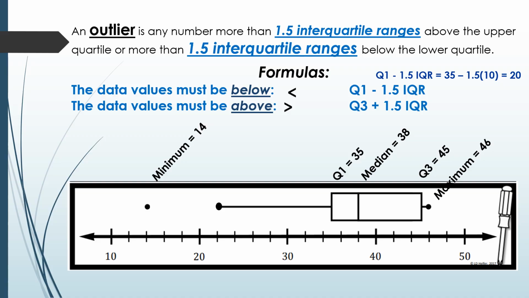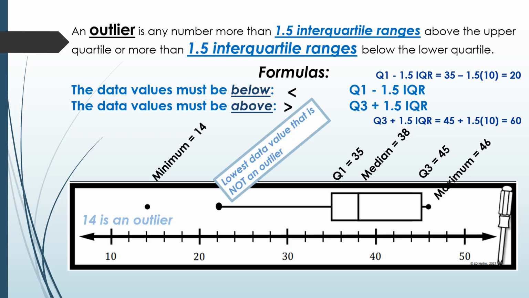Calculating for outliers, Q1 minus 1.5 IQR is 20. So any data value below 20 is an outlier. Calculating for the upper ones, Q3 plus 1.5 IQR gives us 60. So any data value above 60 would be an outlier. So 14 is an outlier. It's less than 20. In your box plot, when you are creating this, you extend that whisker to the lowest data value that is not an outlier.